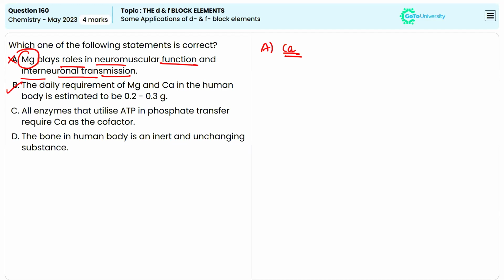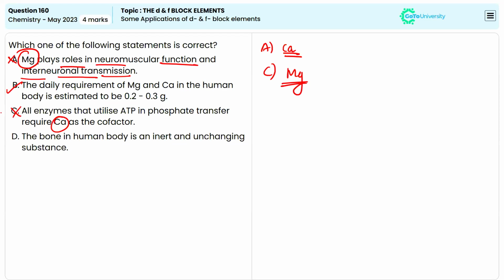If you check the other options, in C it is given that all enzymes that utilize ATP in phosphate transfer require calcium as the cofactor. This is also incorrect because every enzyme that uses ATP for phosphate transfer needs magnesium as the cofactor, not calcium. So C is about magnesium, not calcium. So this is an incorrect statement.